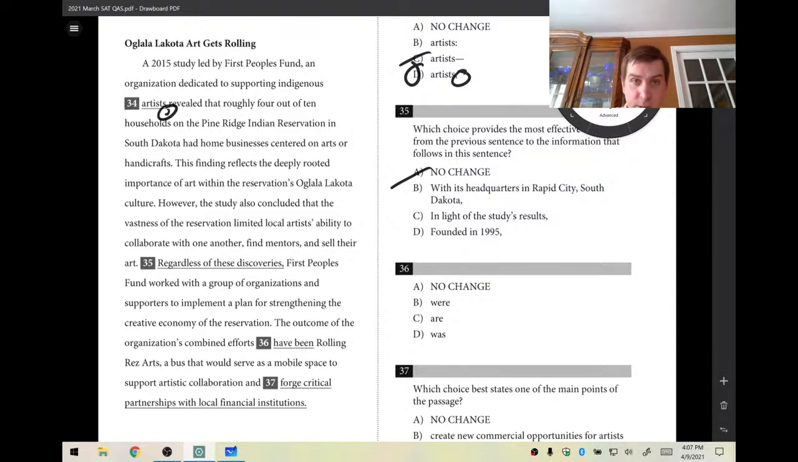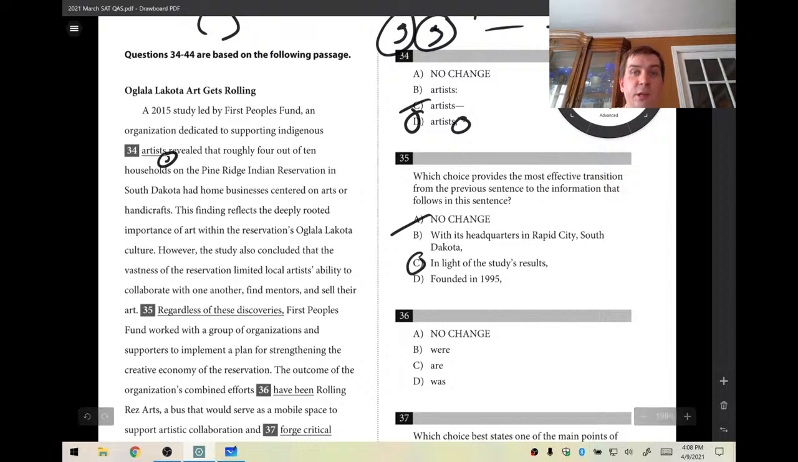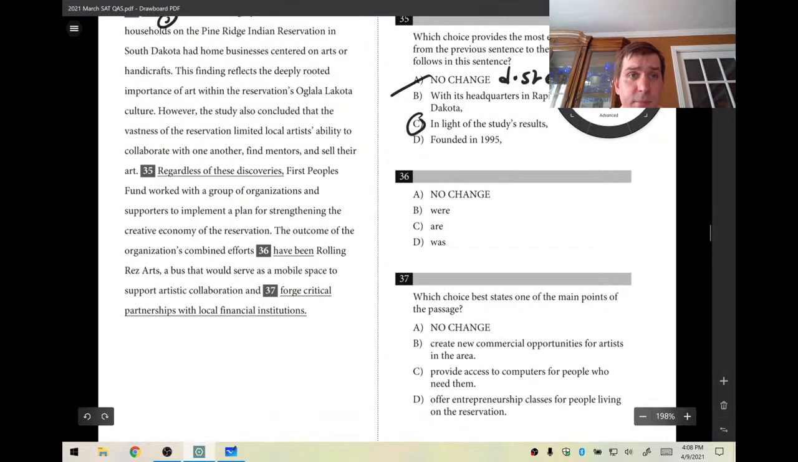It's just C. In light of that study, in light of the study's results, First People Fund worked with a group of organizations and supporters to implement a plan for strengthening the creative economy of the reservation. So that provides the best transition from the previous sentence and introduces the information in the current sentence. We are not trying to disregard everything, right? That would make no sense. So in light of that study, makes sense.